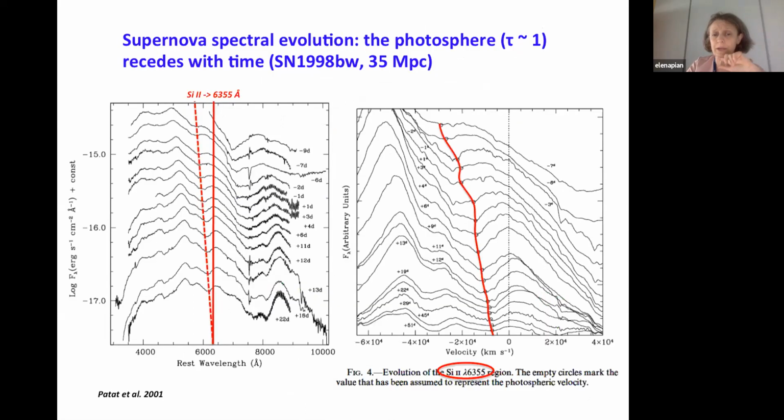This is what I was mentioning before. These are spectral series of this prototypical gamma ray burst supernova, 98bw, from immediately after the explosion to late times.